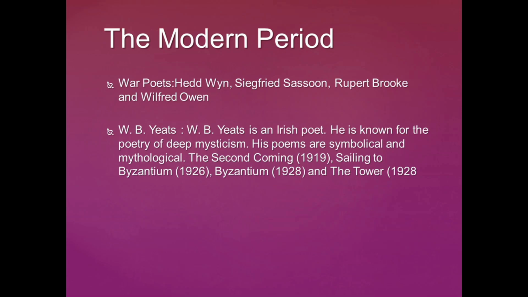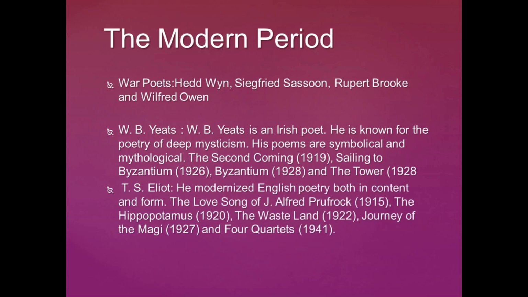He is known for the poetry of deep mysticism. His poems are symbolical and mythological. The Second Coming, Sailing to Byzantium, and The Tower are his masterpieces. T.S. Eliot is a representative modern poet. He modernized English poetry both in content and in form.